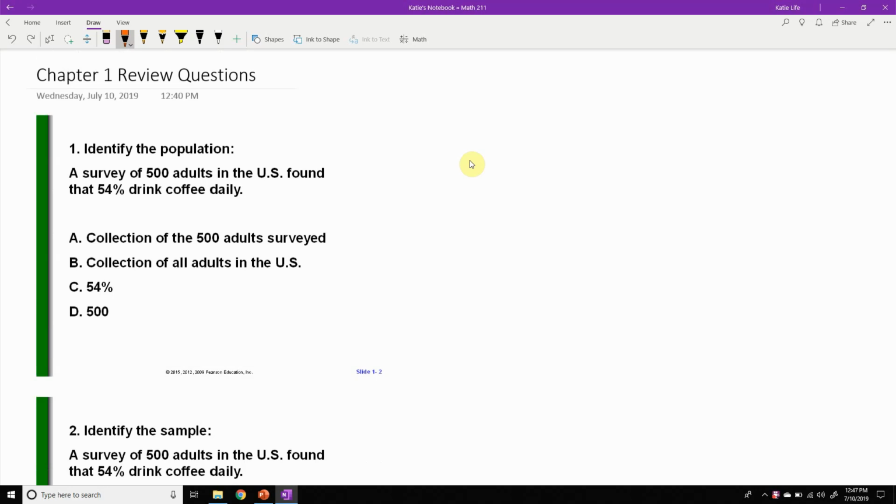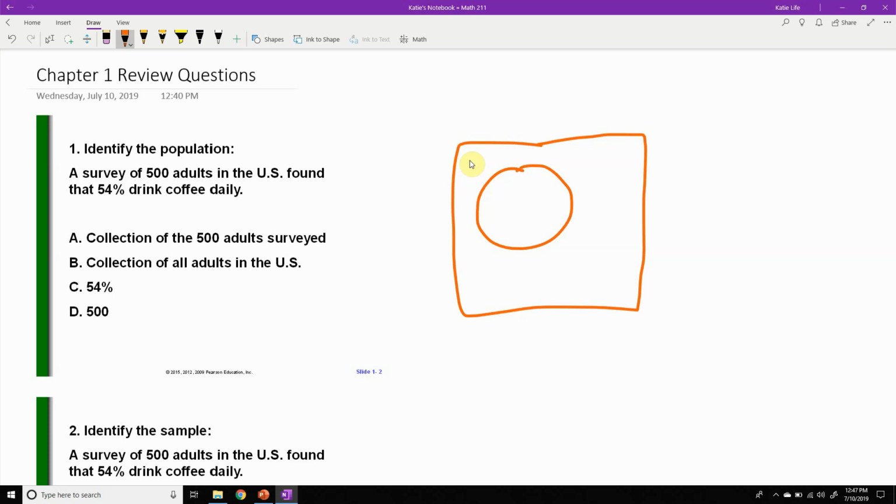So number 1, identify the population. A survey of 500 adults in the U.S. found that 54% drink coffee daily. For identifying the population, I like to think about this as the overarching group that I want to know something about. A sample is a subset of that group that I actually ask or experiment on or do some kind of survey with. This is what I call the sample. It's a subset of the overarching population.